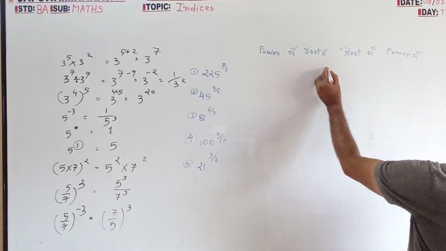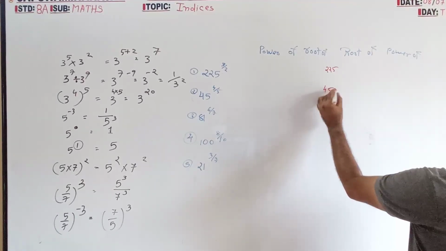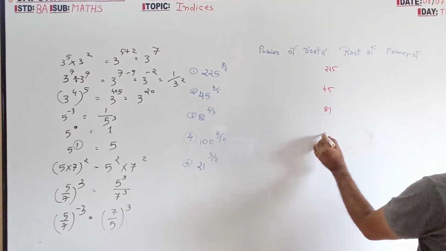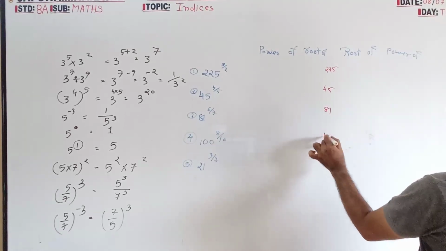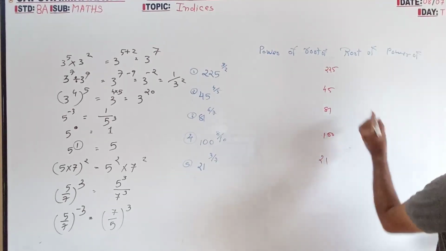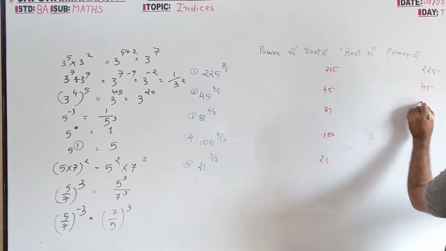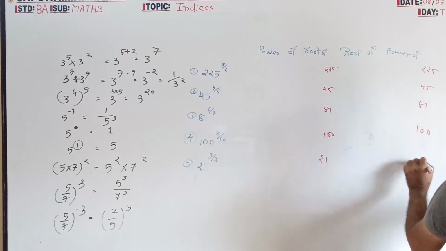Of what? 2 to 5. Of what? 45. Of what? 81. Of what? 100. Of what? 20. 1. Here also of 2 to 5, 45, 81, 100, 21.